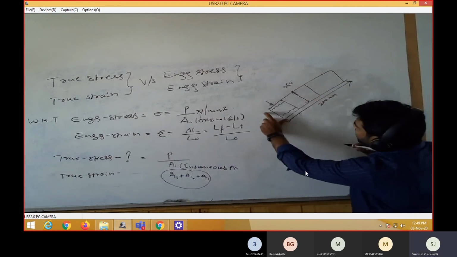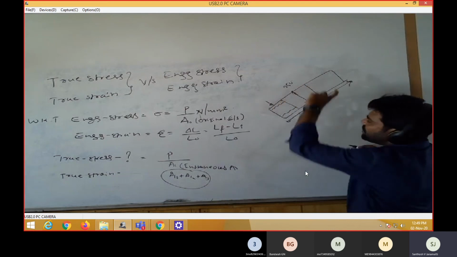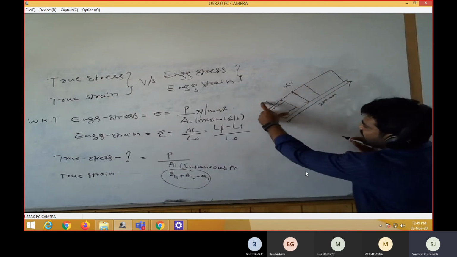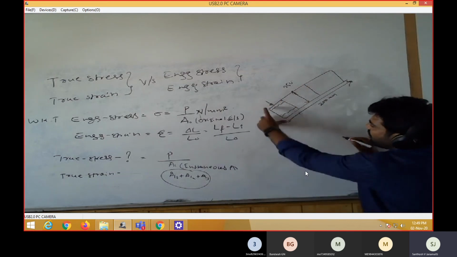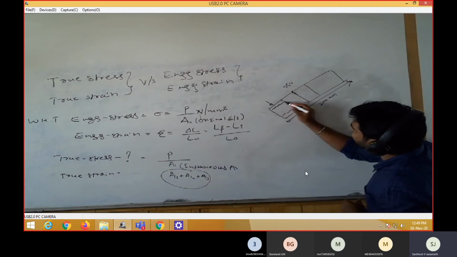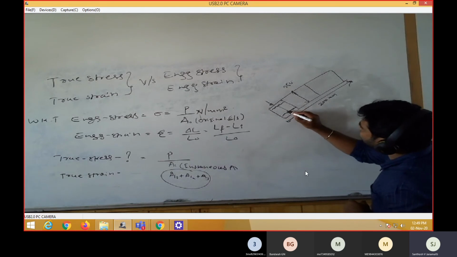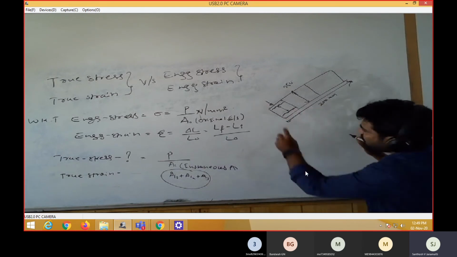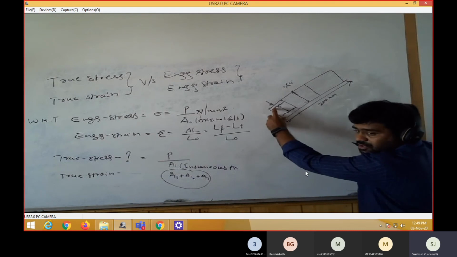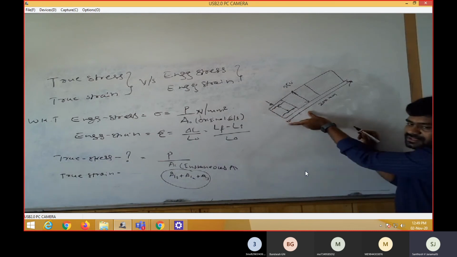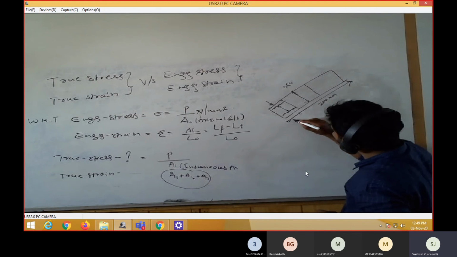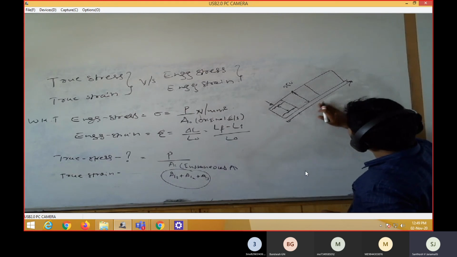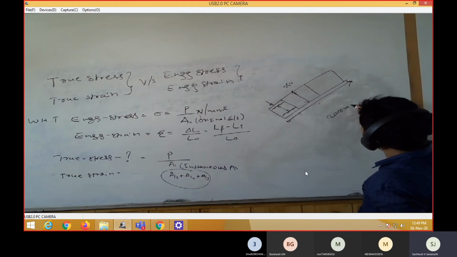Okay, now there are 3 portions in one single structure. Now I am applying tensile load or compression load here. Here there will be a reduction in the cross-sectional area of 2 mm. If the cross-sectional area is reduced by 2 mm in this portion, definitely the length will be increased in this portion. Initially this will be the overall length, which you can take as 200 mm.